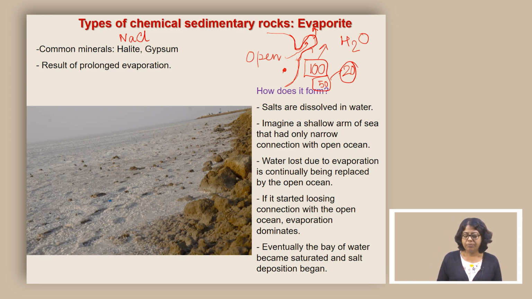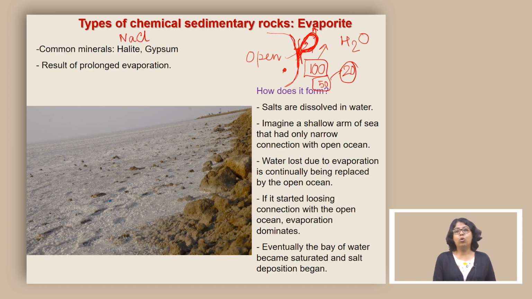Now, the question is, is it enough just to have this kind of arm to create this situation? Well, sometimes it becomes even easier to form these evaporite deposits if this entire connection is lost. So, let us imagine that the open ocean has this small narrow area where it used to go inland, but then there was a development of the land itself, because of which this part becomes restricted and does not have any connection with the open ocean anymore.